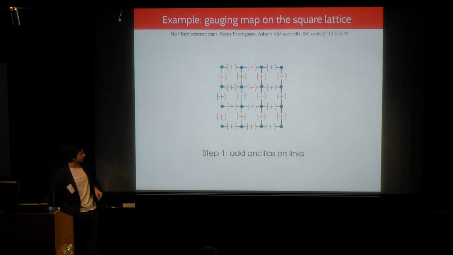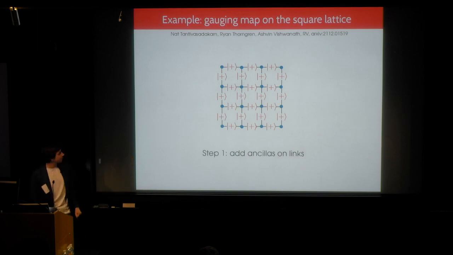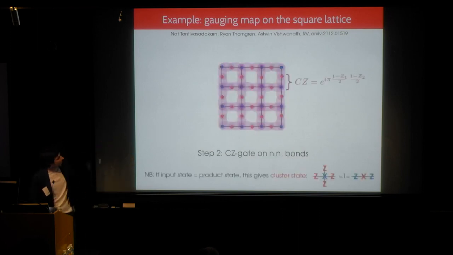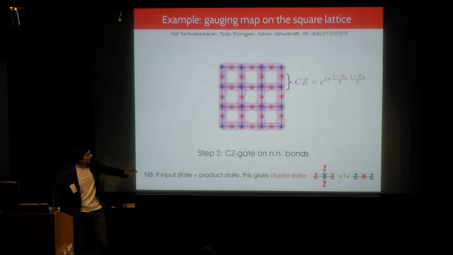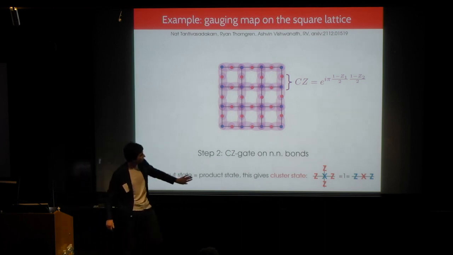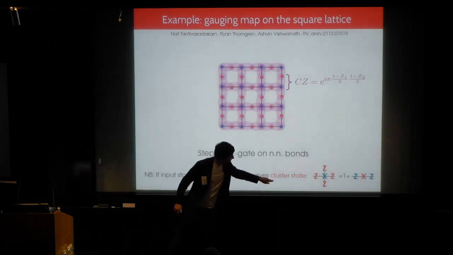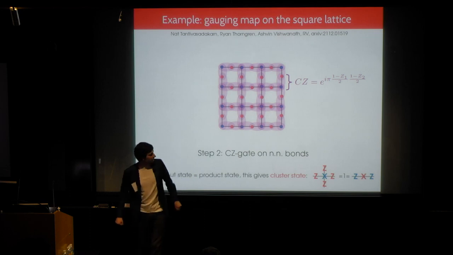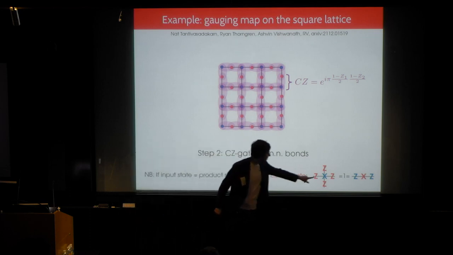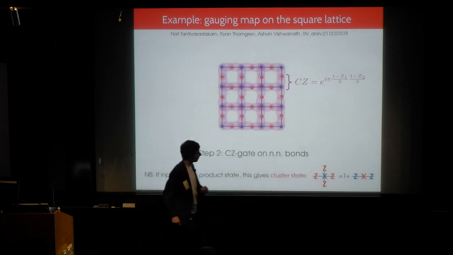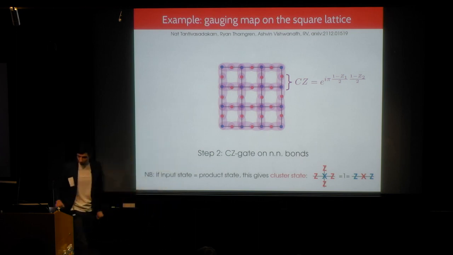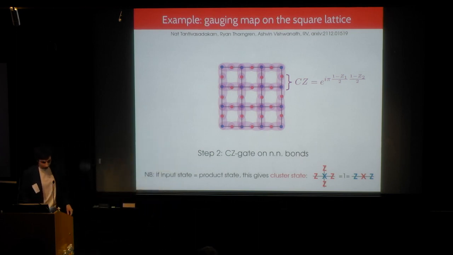Just to repeat as we said before, put a product state on the links. You do some control Z on nearest neighbors. Okay, as an aside, if you started with a product state, at this point you would have created some short-range entangled state called the cluster state. The reason people like the cluster state, for one reason, is if you now measure the sites, you'll get the toric code. But that's only in the special case where you start with a product state. This could be much more general.